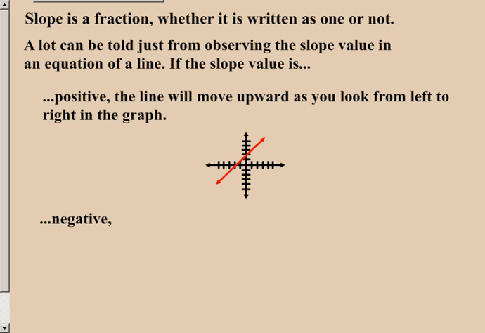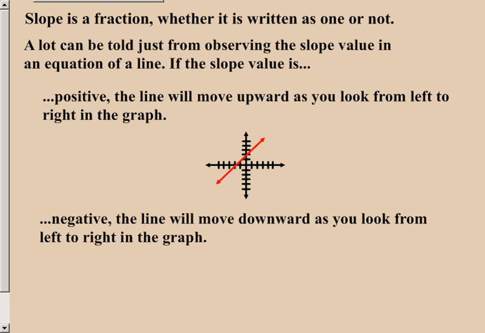Okay, or perhaps the slope value in the equation of your line is negative. If the slope value of the equation of the line is negative, this means that the line will be falling. It will be moving downward as you read the equation from left to right, moving through the graph.